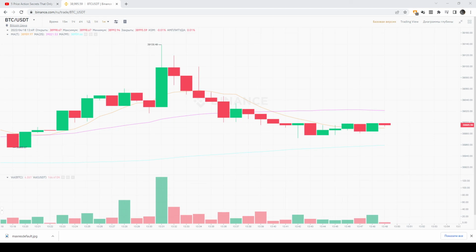You want to see the market make a swing low or high, then spike back in the opposite direction before creating another swing low or high at a similar price to where the other lows or highs have formed.